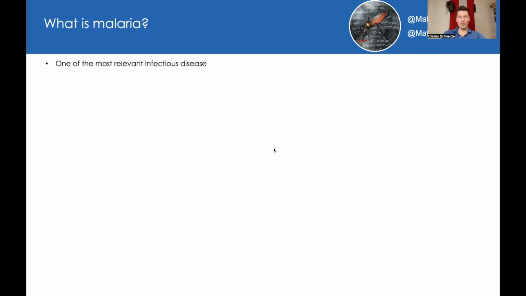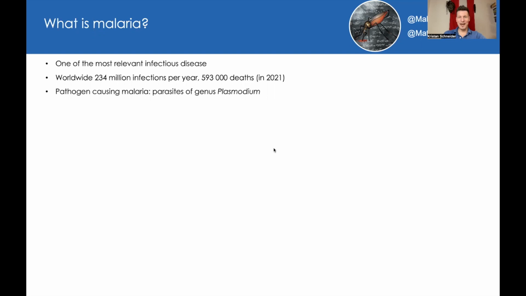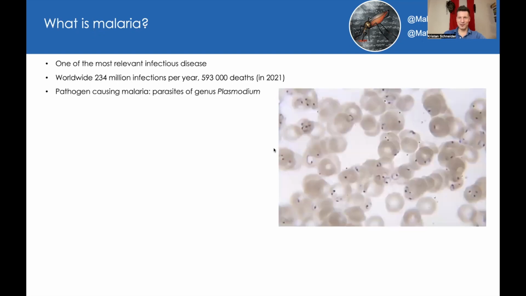Malaria is one of the most relevant infectious diseases. It causes worldwide over 230 million infections and 590,000 deaths every year, according to the latest estimate from 2021. The pathogen that causes malaria are parasites of genus Plasmodium, which we see here under a microscopic image as this characteristic ring stage forms.